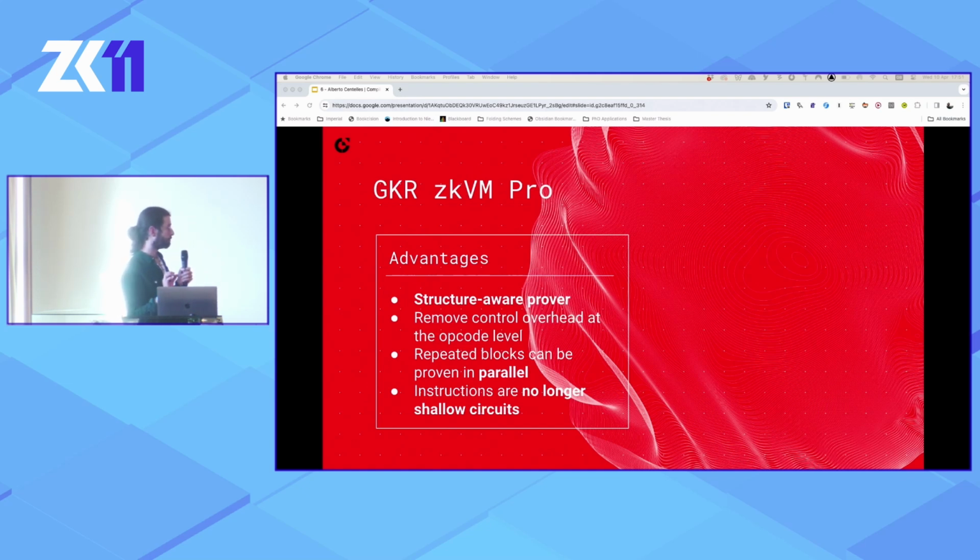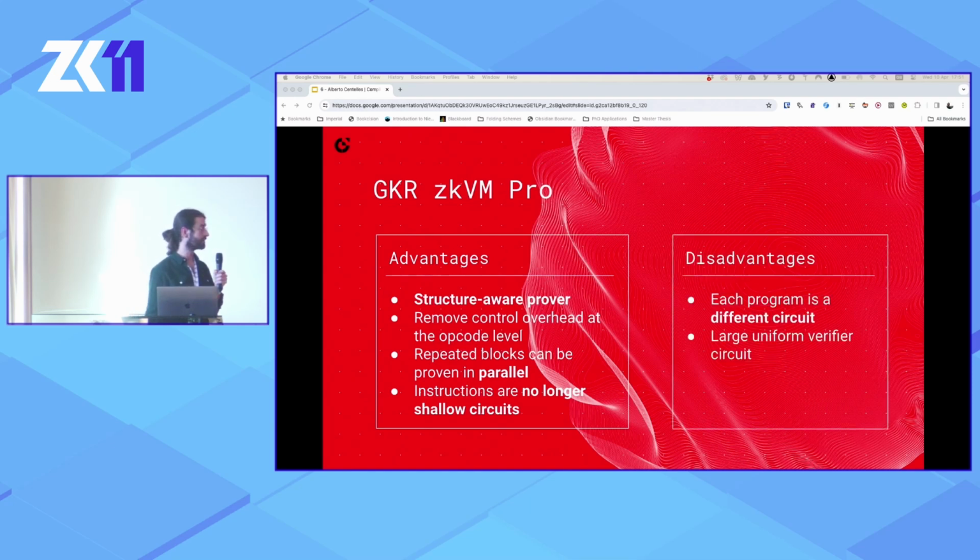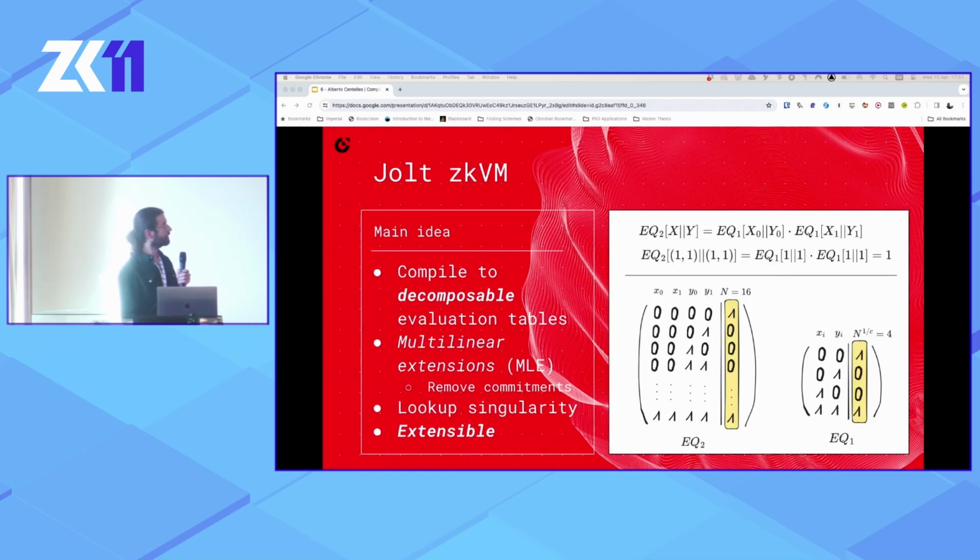Repeated blocks can be proven in parallel, and instructions are no longer shallow circuits because these blocks are generally quite big. But again, the disadvantages are the same as we had earlier: each program is a different circuit, and then we need this uniform verifier circuit as a recursion circuit at the end. This was released yesterday. The second example I wanted to bring is called Jolt.